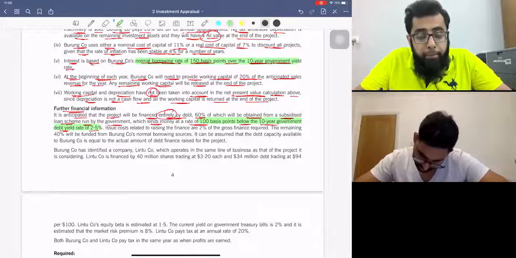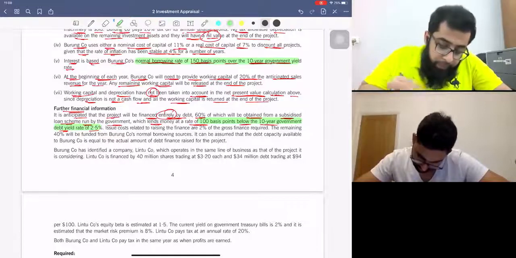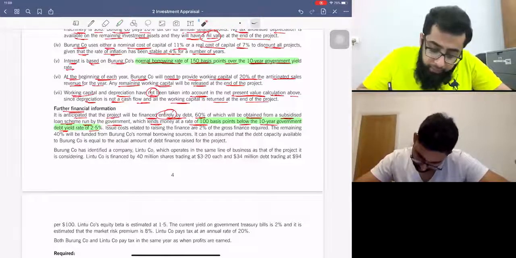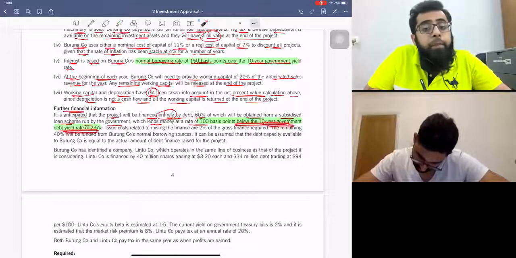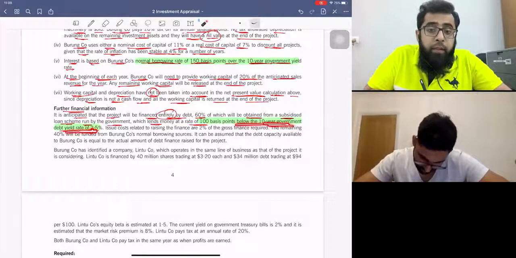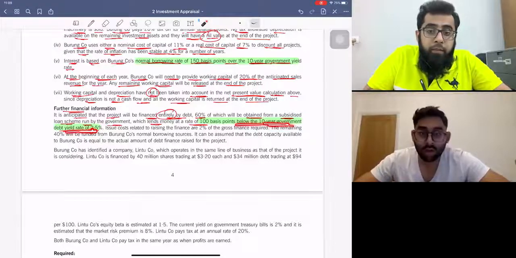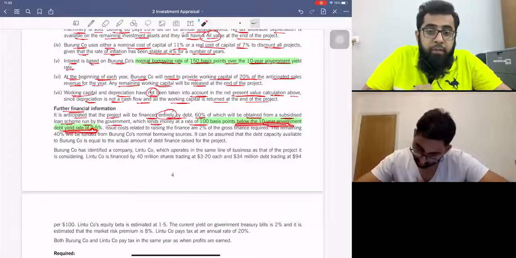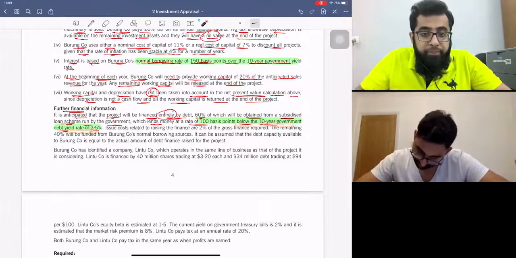How do you know the normal rate is? 10-year government debt yield rate is 2.5%. Where does it say that? Please look at the screen. Oh, okay, sorry.